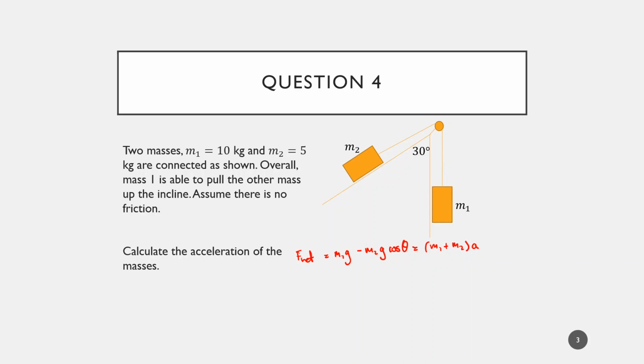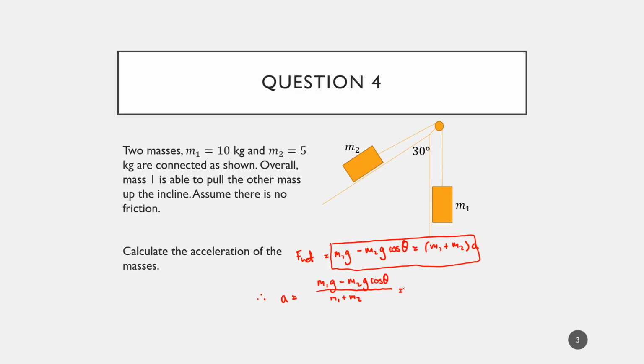Now look, we know m1, we know m2, we know theta, we know g, we know m1 plus m2. We've only got one unknown in one equation. So it just becomes a case of rearranging and solving for A. And in fact, we get A equals m1g minus m2g cos theta over m1 plus m2.